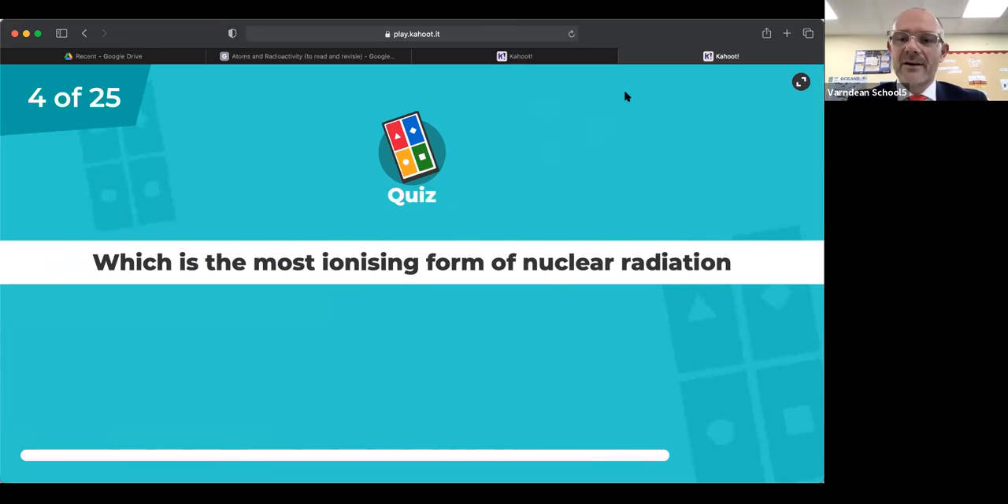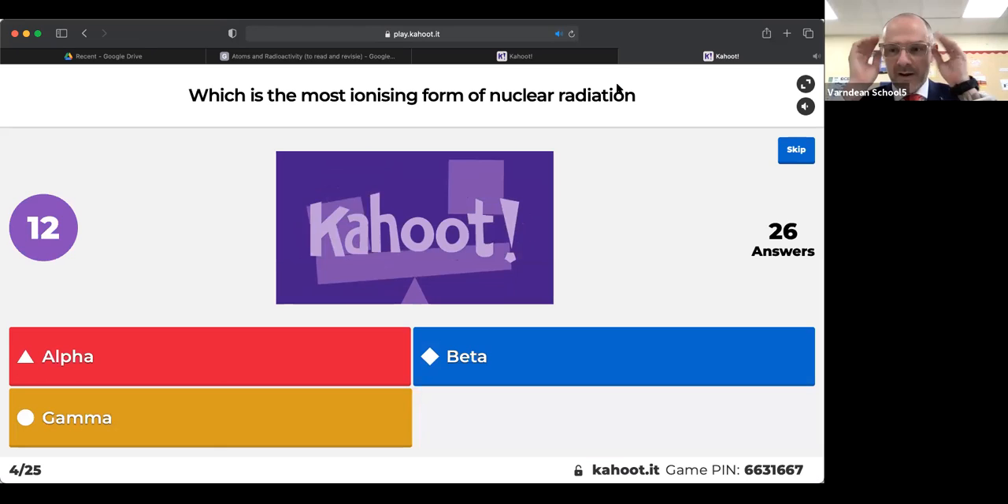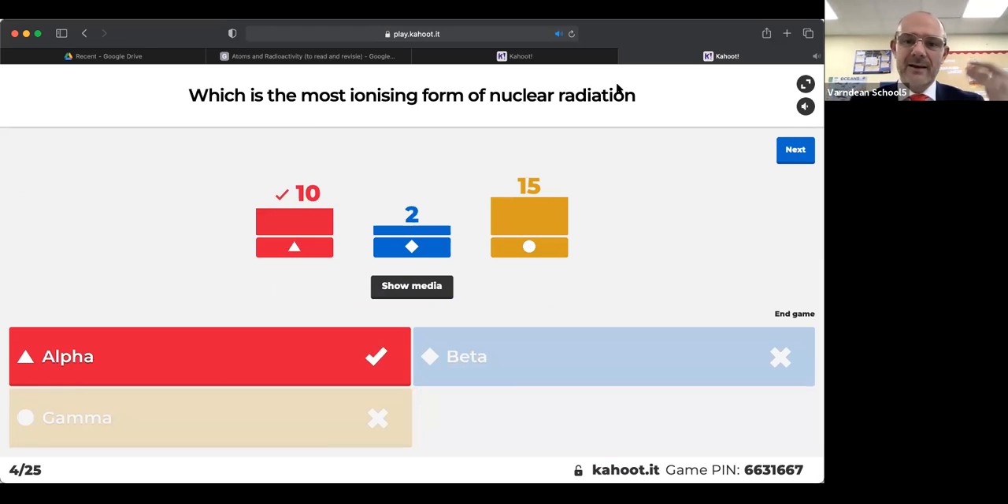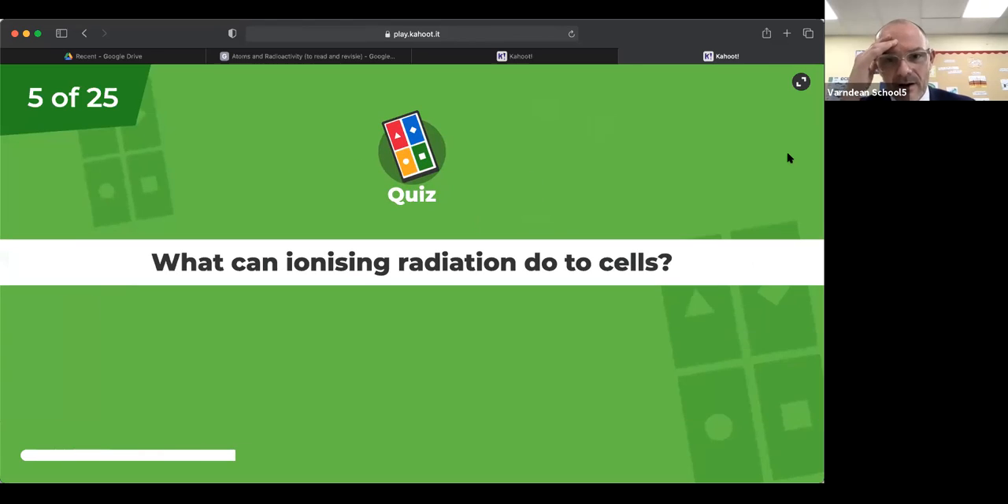Which is the most ionizing form of nuclear radiation? Excellent. Good. This is exactly the sort of thing we were looking at and the sort of thing you have to remember. Why is this one the most dangerous if you eat it? Fantastic. It's alpha because it's the most ionizing. Gamma is a bit weak, but it's more penetrating. I hope that's not the next question. It suddenly occurred to me.